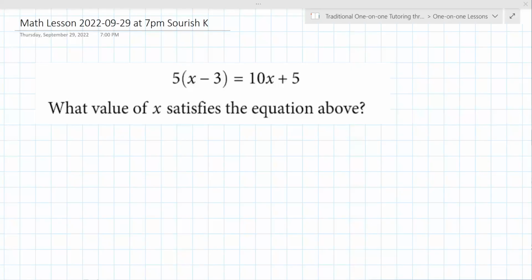Okay, so we're going to look at this question here. Could you read it out loud for us, please? Starting here. Value of x satisfies the equation above.